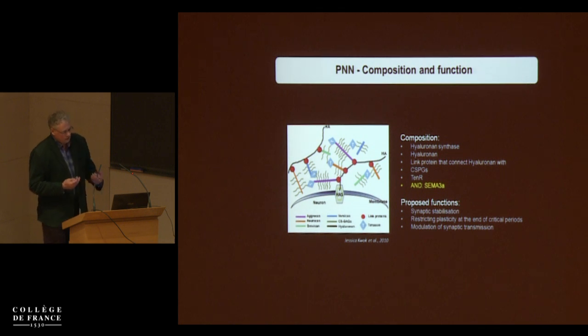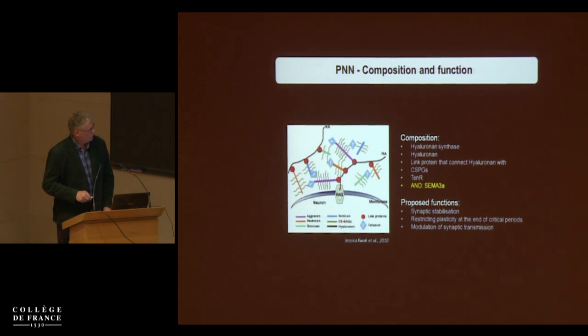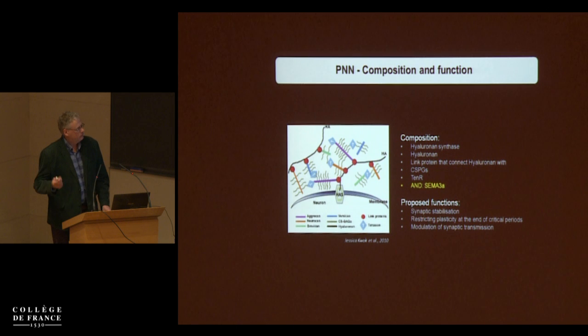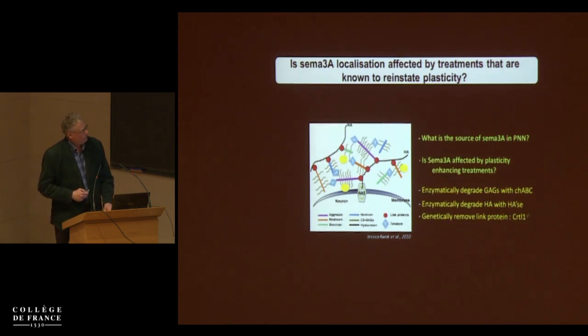So this actually generates a model of the net, and I stole this picture from Jessica, who will talk also this afternoon. This is the model she built in her review, and I think we can now safely say that semaphorin 3A is a component of perineuronal nets. So what is the source of SEMA3A in perineuronal nets? Where does it come from?